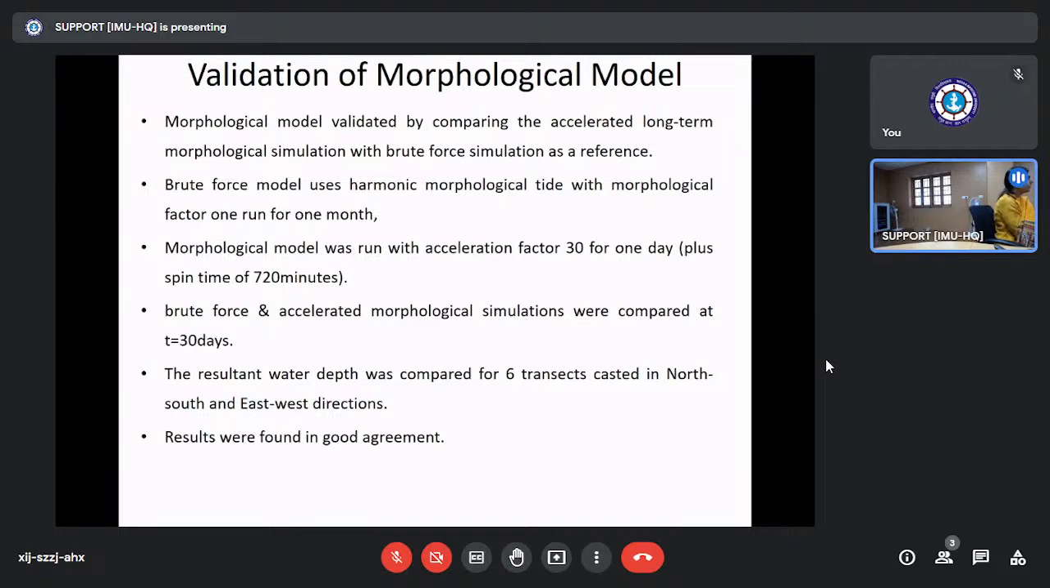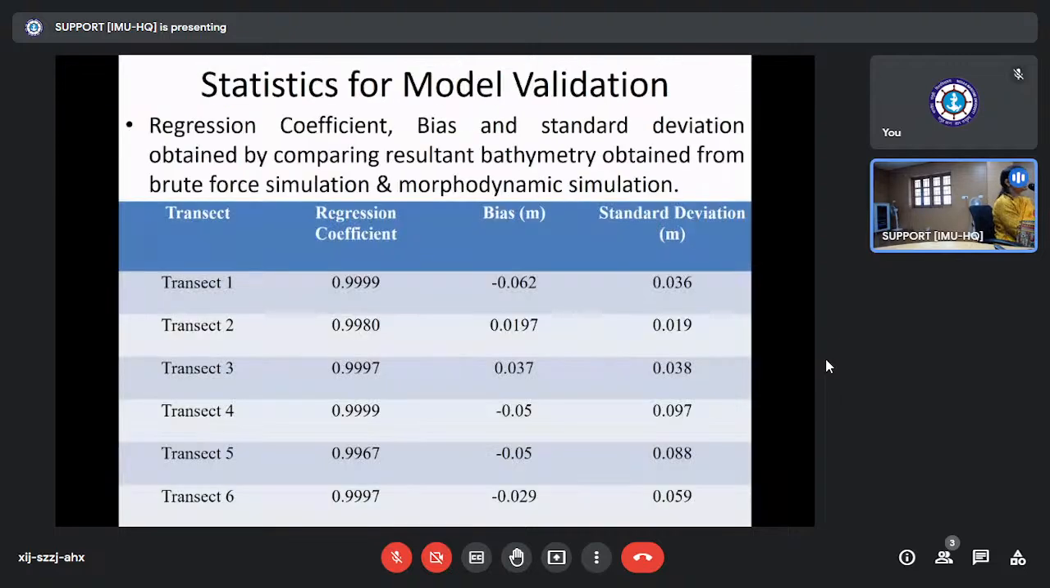While for comparison of the morphological model, acceleration MORPHAC 30 was used, and the results were compared for MORPHAC 1 run for the whole period, and MORPHAC 30 run for the constrained period. Again, the resultant water depth was compared for all the 6 transects cast in the north to south direction and west to east direction. And the results were found in good agreement, as presented in the statistics table. The regression coefficient was more than 0.9, the bias and the standard deviation.